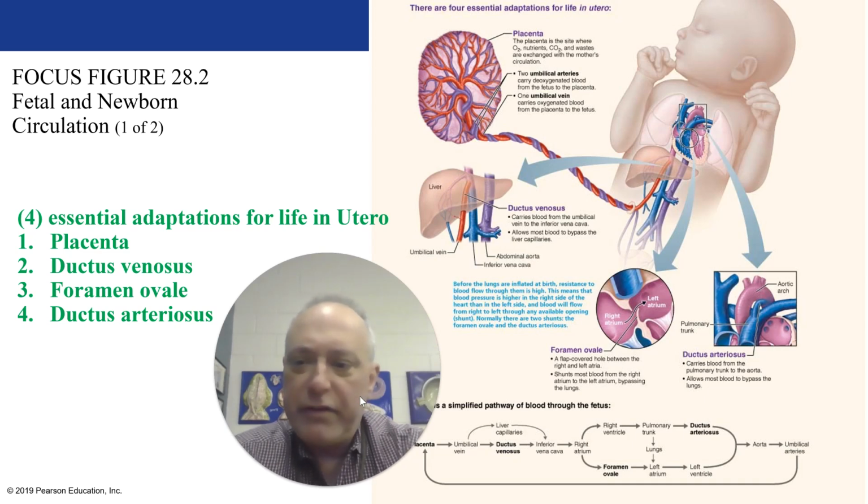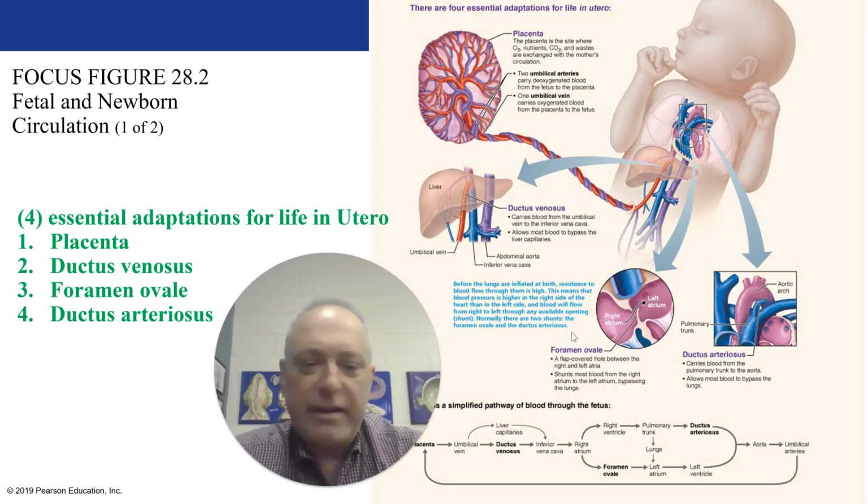Then there are three shunts. There is the ductus venosus, which is present in the abdominal aorta, and there's a shunt which allows bypassing of the fetal liver. The next shunt is in the atria. It's called the foramen ovale. This shunt allows for blood to move from the right to the left atrium, bypassing the lungs.